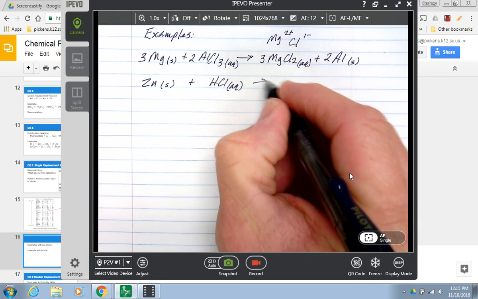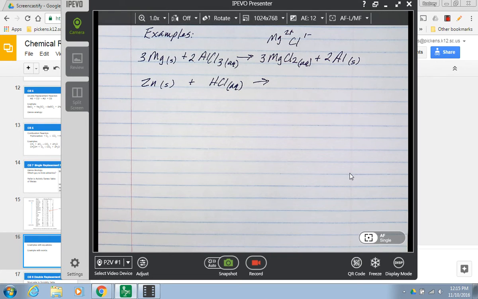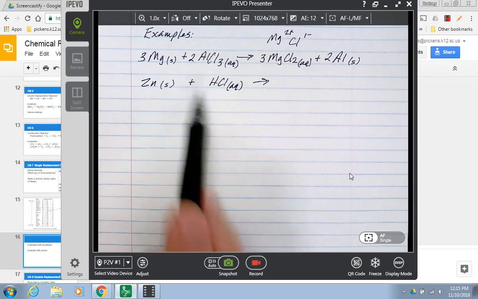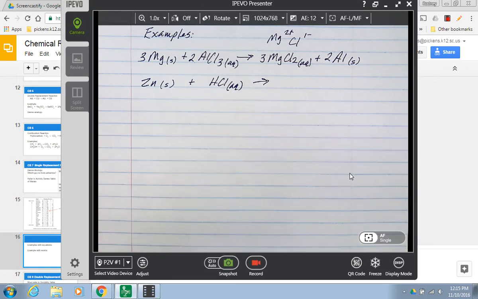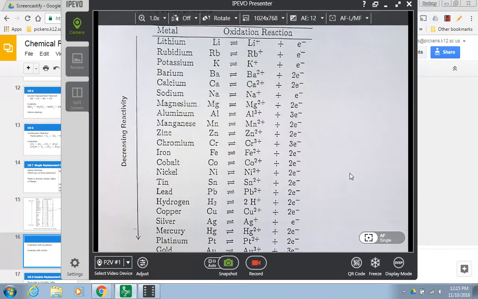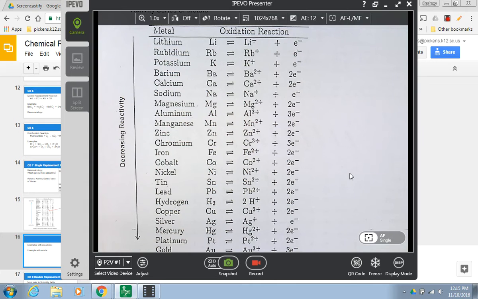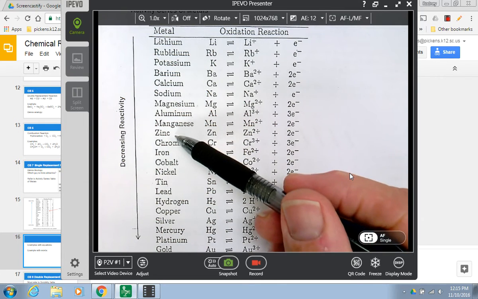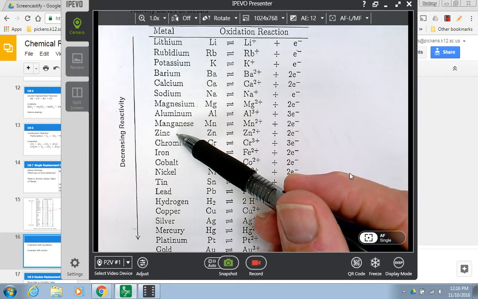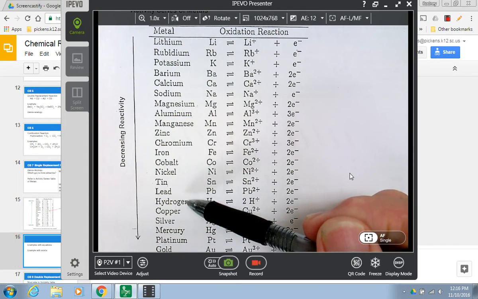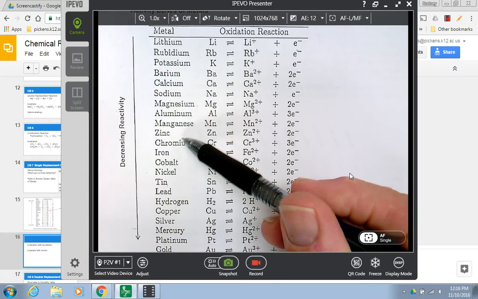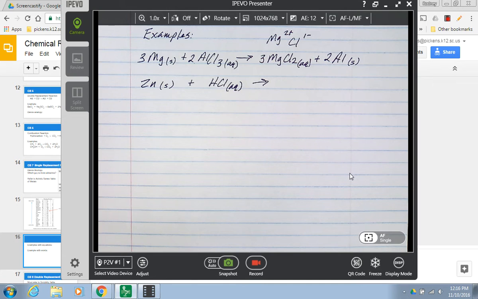All right, we need to see, will this reaction happen? So again, it's a single element, so we think single replacement reaction. We look on our activity series, okay? And we need to say, okay, zinc. Zinc is right here. It's trying to replace hydrogen. Hydrogen is right here. So zinc is higher up. It's more reactive. It will be able to replace hydrogen.